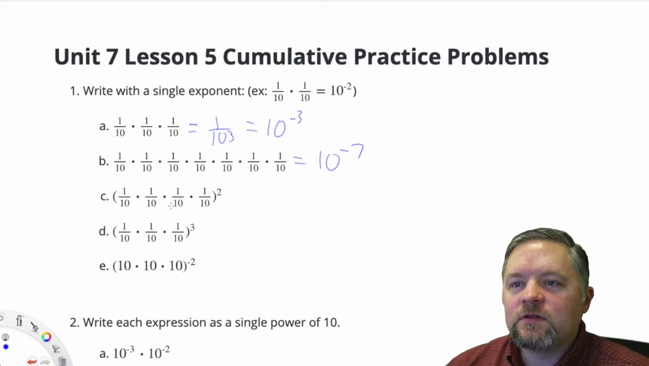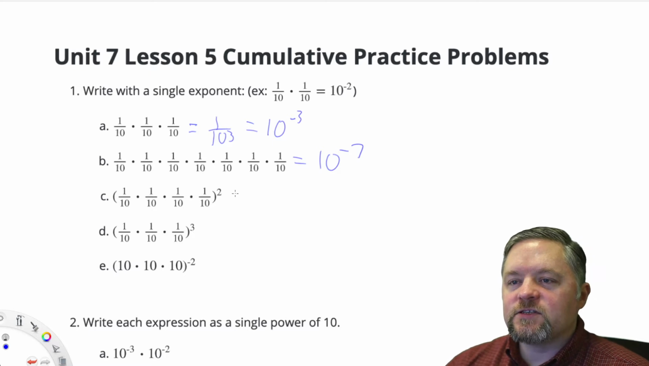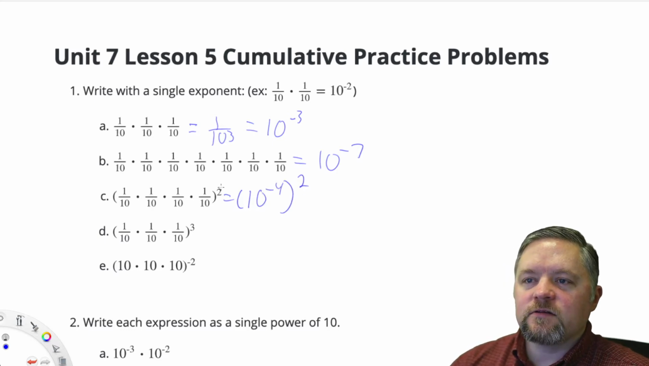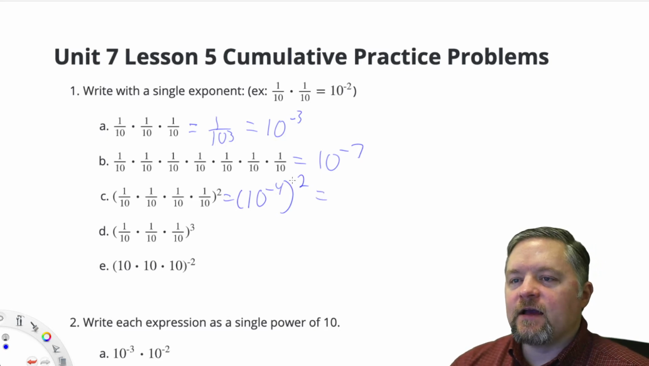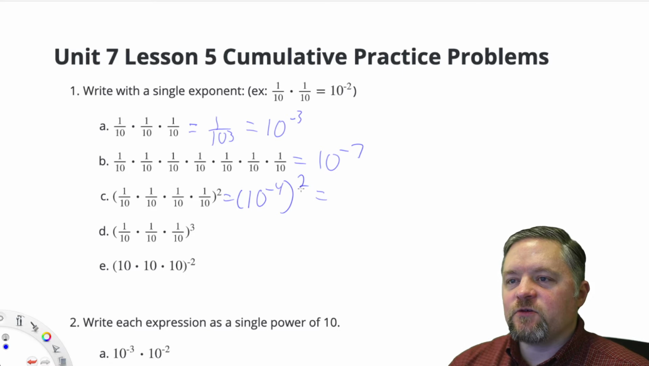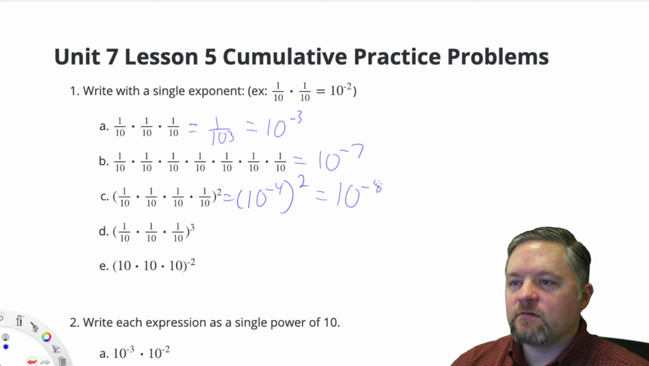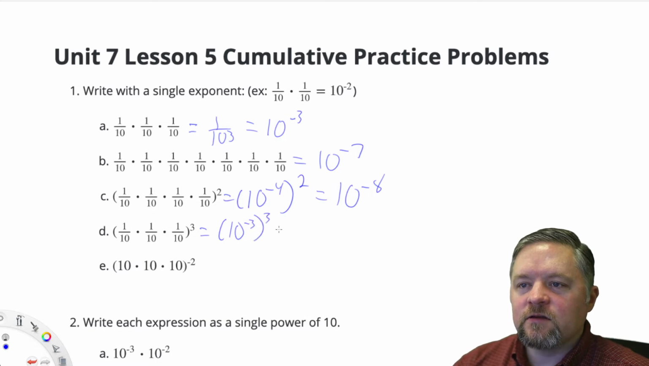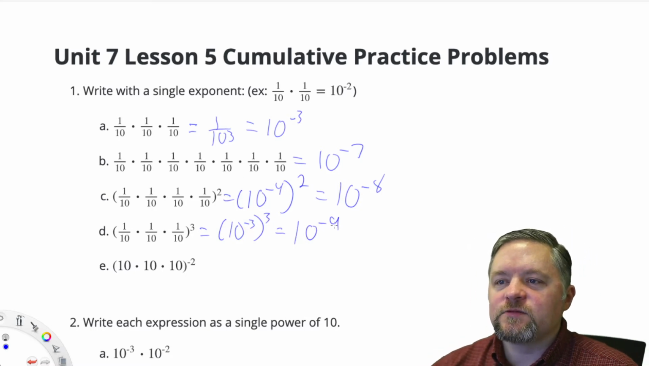Okay, now let's look at what's in the parentheses first. What's in the parentheses would be 10 to the negative 4 squared, because it's all being squared. Now, when something is being exponentiated, raised to a power, we multiply the exponents. 2 times negative 4 is negative 8. Okay, next one looks like 10 to the negative 3 cubed, which is 10 to the negative 9. Negative 3 times positive 3 is negative 9.